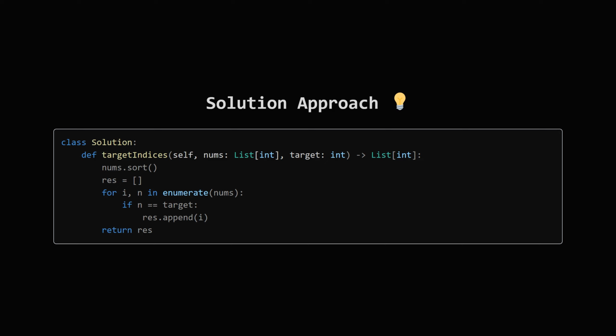Here's how I solved it. It's quite straightforward. I sort the nums array first. Then, I iterate through the sorted array, and if an element is equal to the target, I add its index to the res list. This approach has a time complexity of O(n log n), because of the sorting step. The iteration itself is just O(n), but sorting dominates.